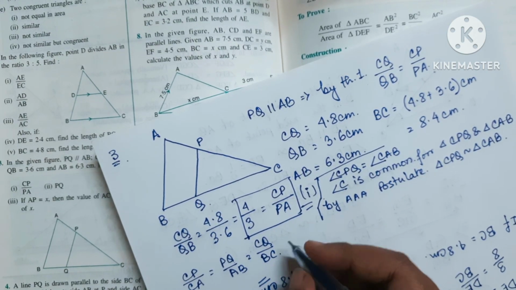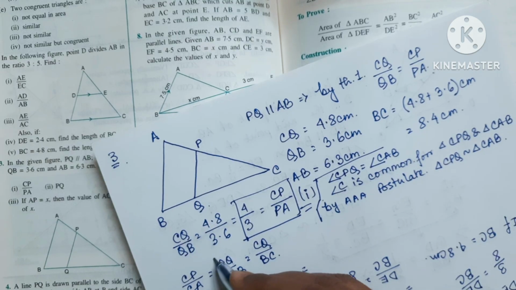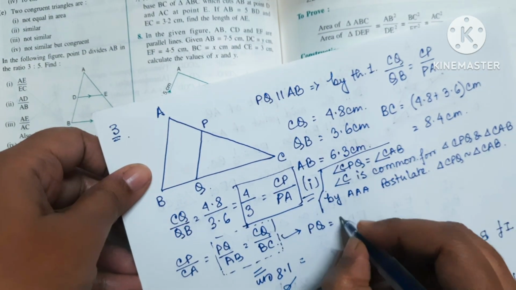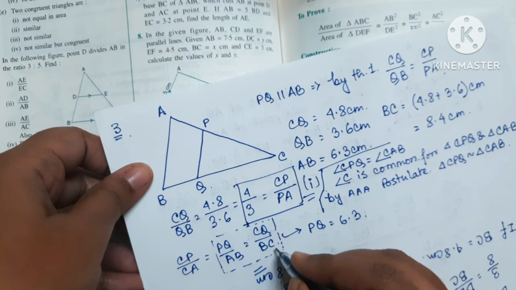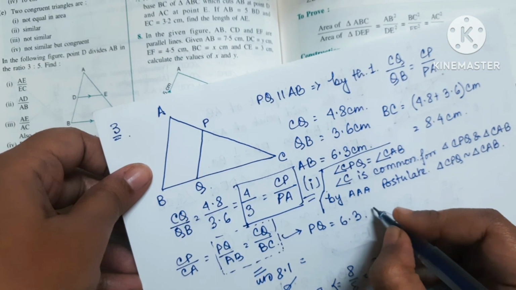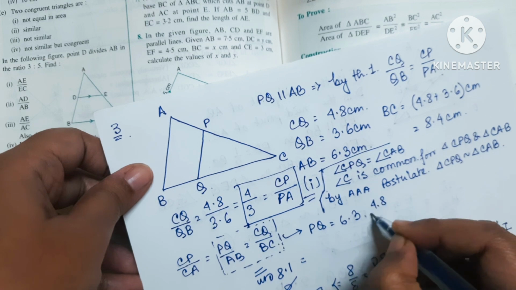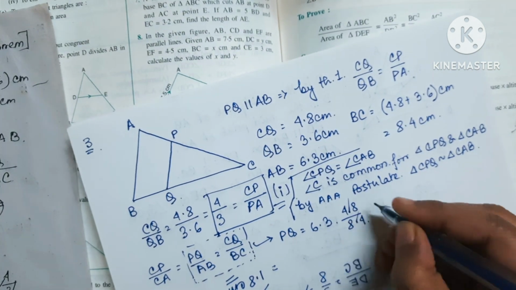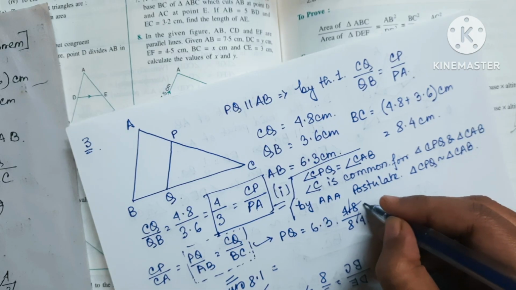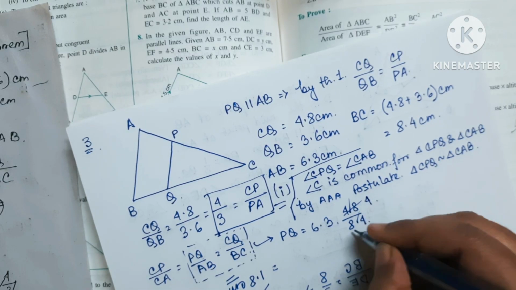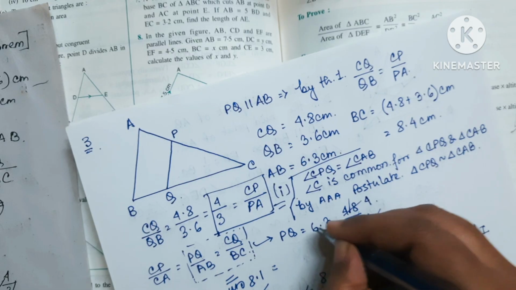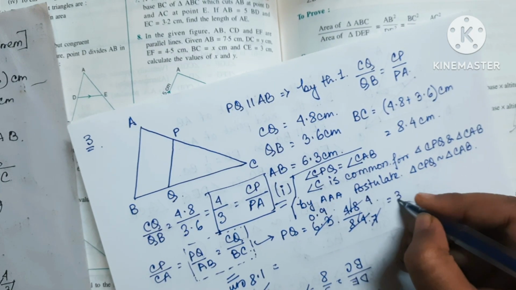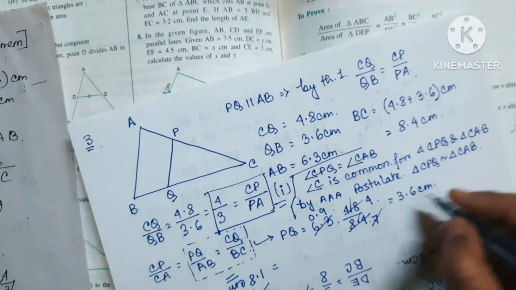Okay. Now see, you have to find out PQ. So from this part, PQ equals AB, that is 6.3, into CQ by BC. That means CQ is 4.8 by BC, that is 8.4. See, if you calculate, if you divide it by 12, you will get 4 by 7 and you will get 0.9. Okay. So PQ will be 3.6 centimeter.